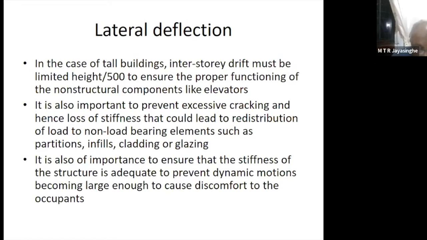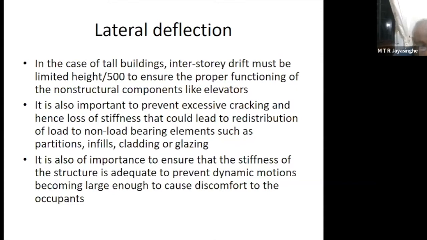The reason is, if the deflection between two floors is more than height over 500, then you might find the operation of the lift may be a little difficult because the lift has to go not in a vertical path, but in a curved path. So you'll find the wheels of the lift, which are on the rails, will start making unnecessary noise because the lift is not going in a vertical path, it's going in a curved path.